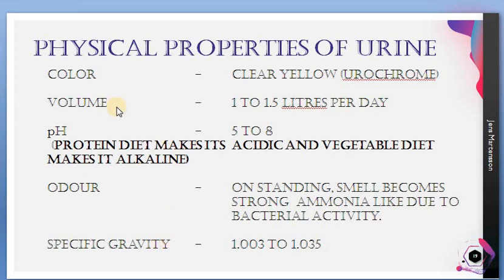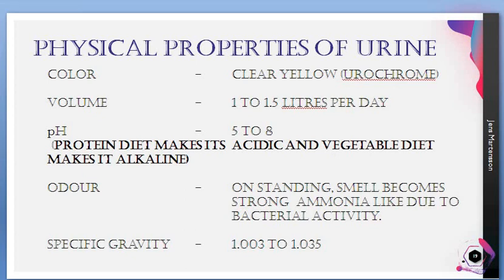So in physical properties, we are learning about the color, and the yellow color is because of urochrome pigment, that you have to learn, urochrome pigment. And the pH you need to be very sure, and this is very important, that's why I have made it bold. Protein based diet makes the urine acidic, and vegetable based diet, vegetarian food, will make it alkaline. And the odor is strong ammonia, and on standing it will produce a strong odor because of the bacterial activity. And specific gravity, you can read once or twice, because till now there is no question from this part. Okay, you can just know it.